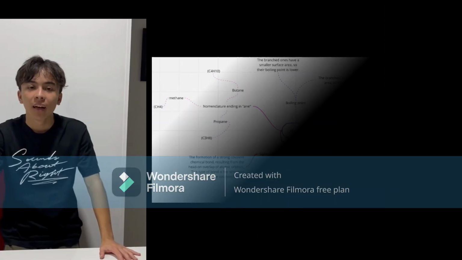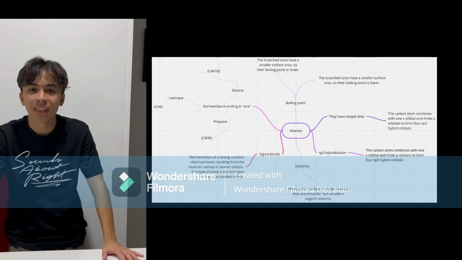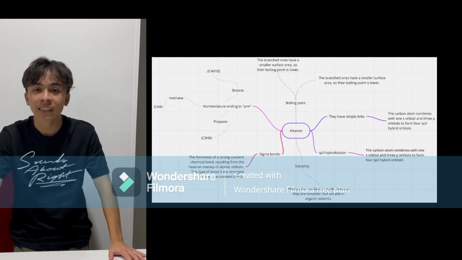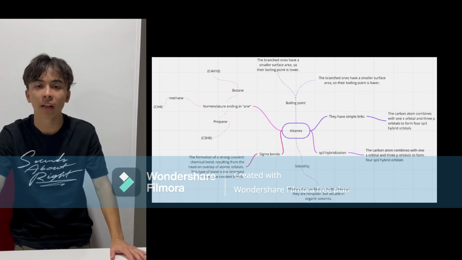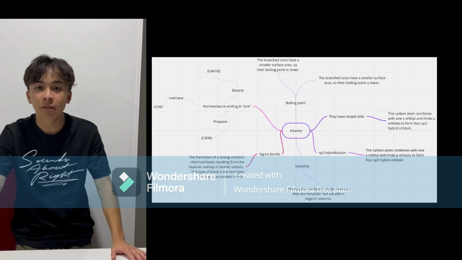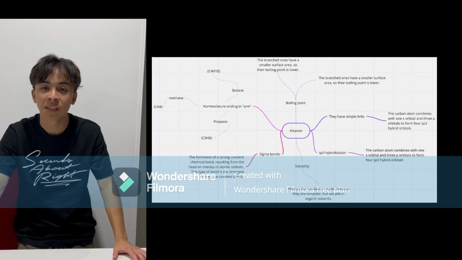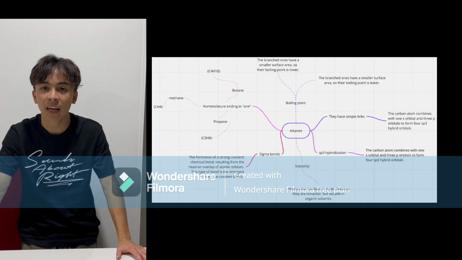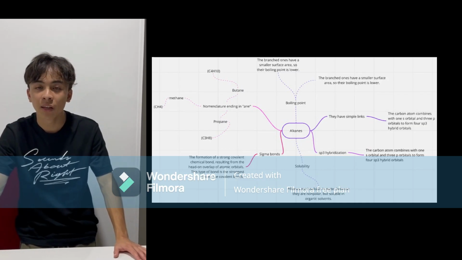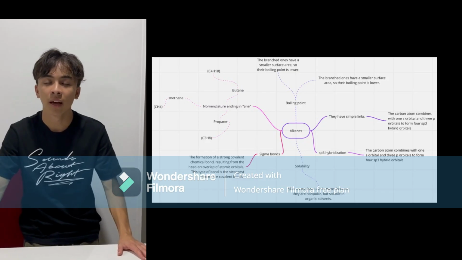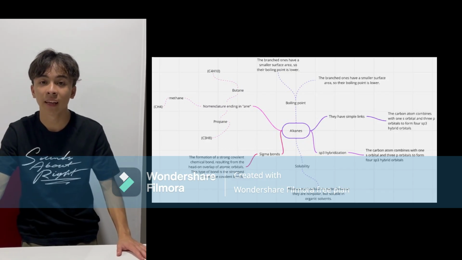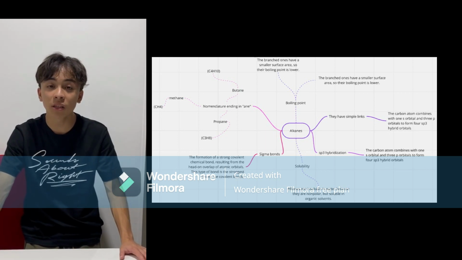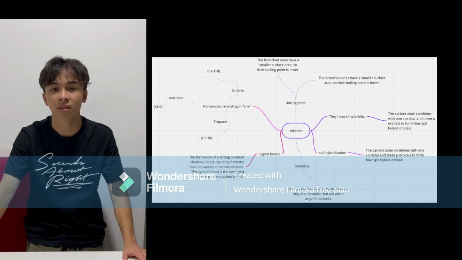Up next, we'll respond to the following set of questions, starting with the first one. What characteristics identify paraffin as an alkane? Well, the first set of characteristics is its composition, as paraffin is made up of only hydrogen and carbon joined through single bonds. And alkanes have only single bonds.